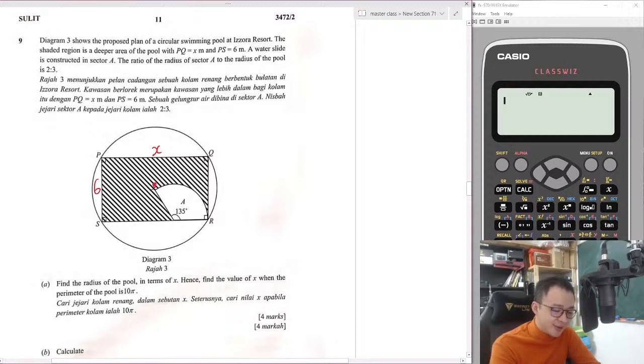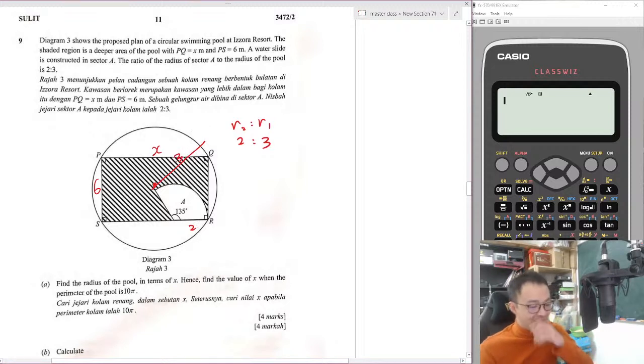Let's call this one R1 and this one R2. So R2 to R1 is 2:3. So this one is ratio 2, and the radius of the circle will be ratio 3. Okay, for part A they ask: find the radius of the pool in terms of x. Hence, find the value of x. The perimeter of the pool is 10 pi.